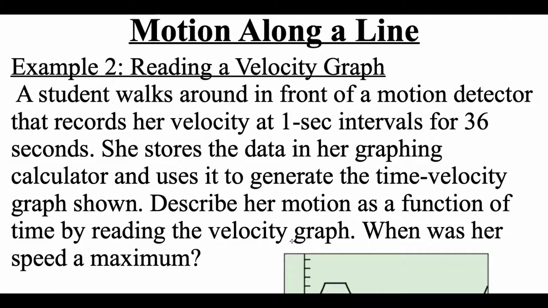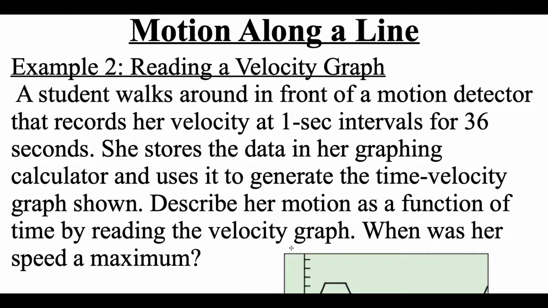So what we're going to look at doing next is reading a velocity graph. We've got a student walking around in front of a motion detector that records her velocity at 1-second intervals for 36 seconds. She stores that data in her calculator and then uses it to generate a time velocity graph, which is shown below here. And I'll scroll down in just a second. We're going to work on describing her motion as a function of time by reading that velocity graph.